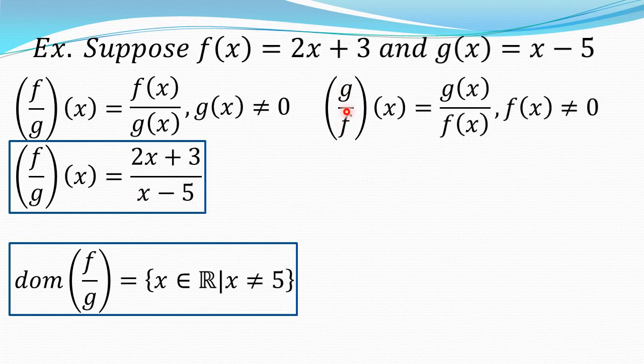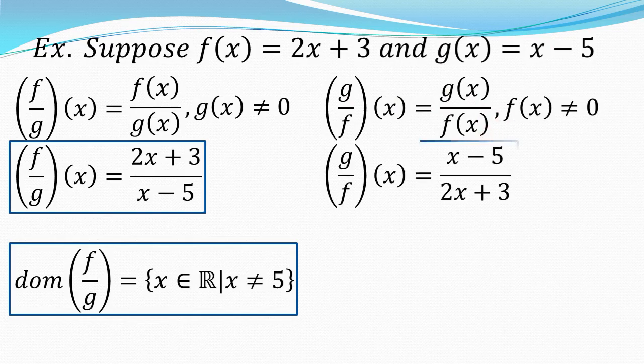But how about g over f? Is this the same as f over g? So that's what we'll see. Let's check. So g over f of x is equal to g of x over f of x. We substitute the expressions and we get this. And it's obviously different from this one.